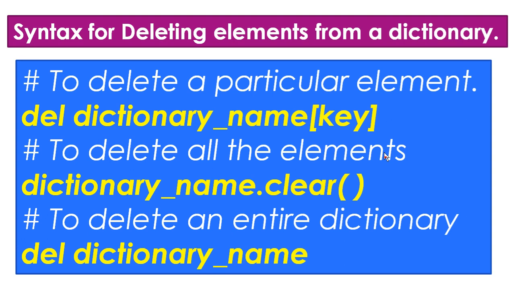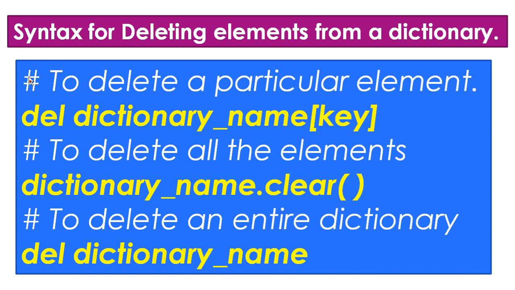To delete all elements, we use the dictionary name dot clear. We use the clear function for deleting all the elements. Example, dict1 dot clear. This command deletes all the elements of the dictionary dict1. To delete an entire dictionary, simply give the del command followed by the dictionary name. Example, del dict1. This command deletes the entire dictionary dict1.